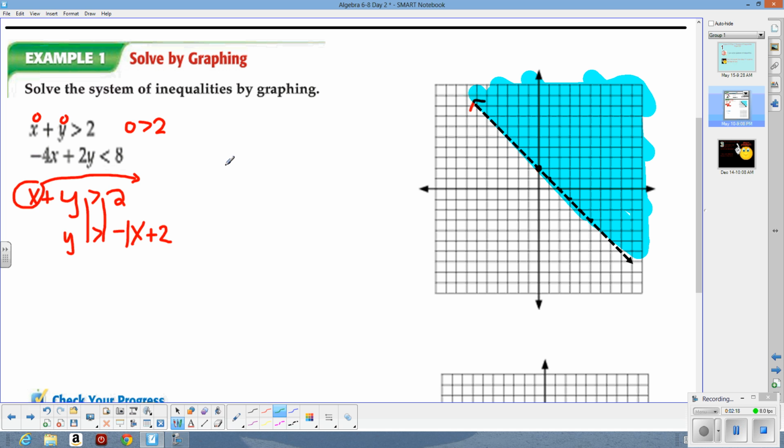All right, let's move on to the second inequality. Negative 4x plus 2y is less than 8. We want to put this in slope-intercept form. We want to move this x to the other side. If you cross the line, you change the sign. So it's going to be 2y is less than positive 4x plus 8.